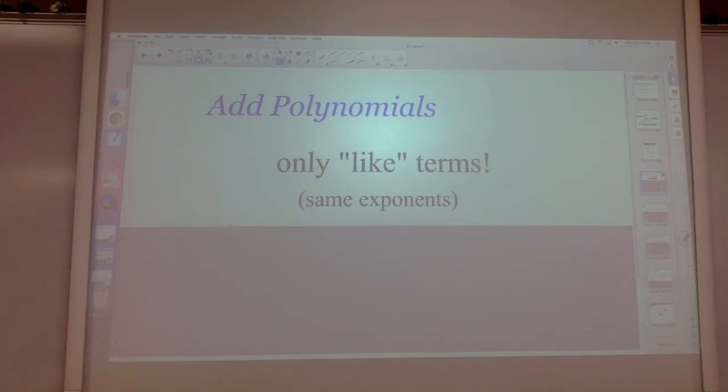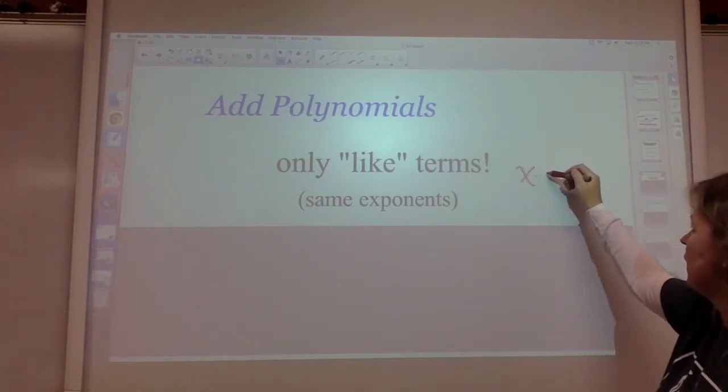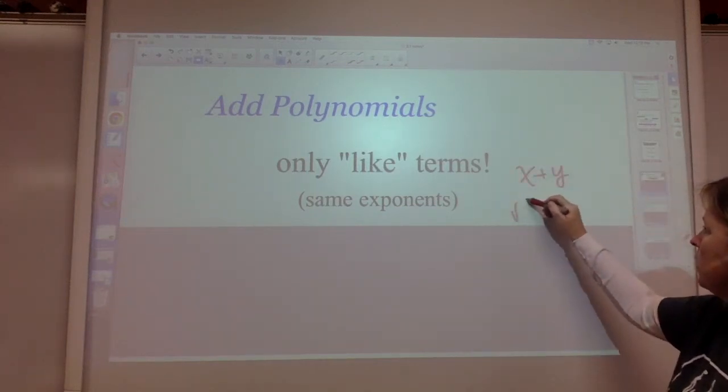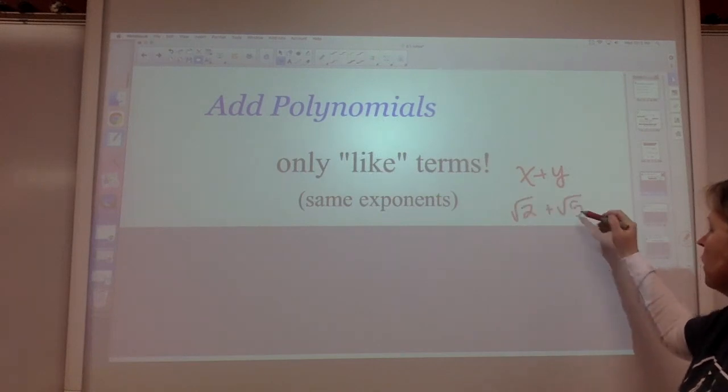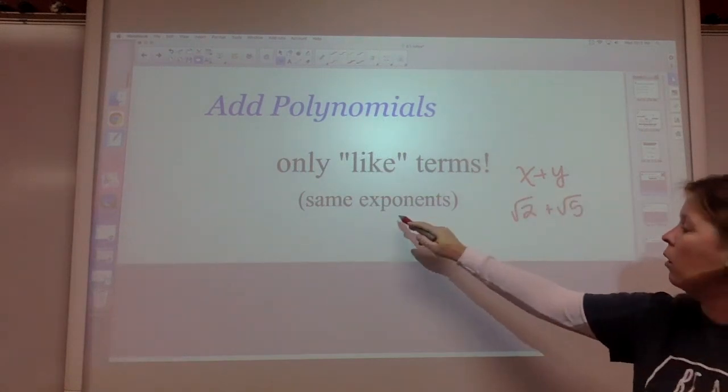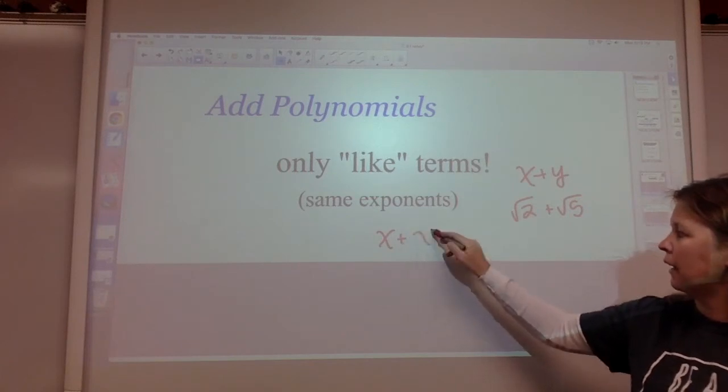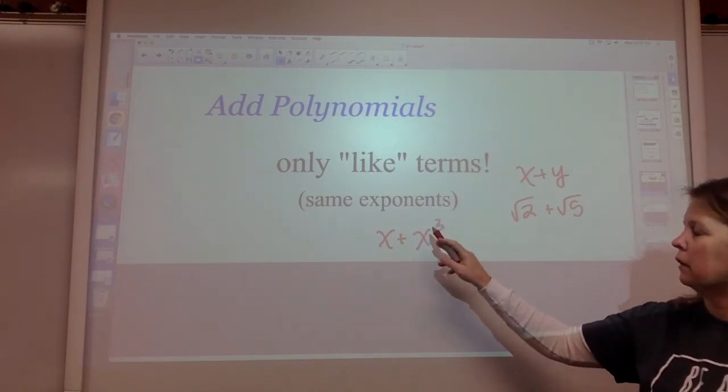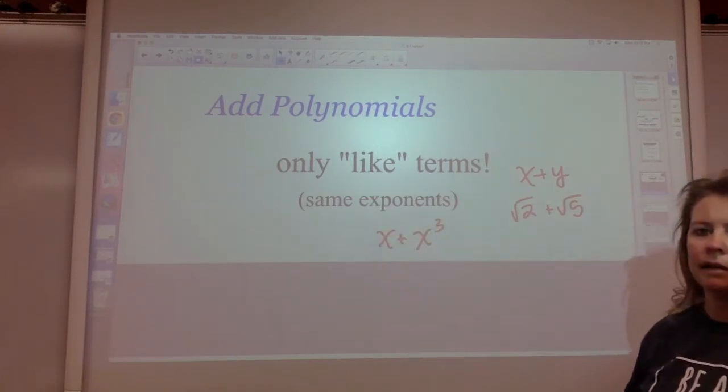So now that you know all the terms and the order of polynomials, now we're going to add them. And we've had practice kind of adding. It's almost like adding radicals. You can only add like terms. And like means they have to have the exact same exponent. You know already that you can't add an x and a y together. You know that you can't add a square root of 2 and a square root of 5. But did you know that you can't add an x and an x cubed together? Those are not like because they are not the same exponents.